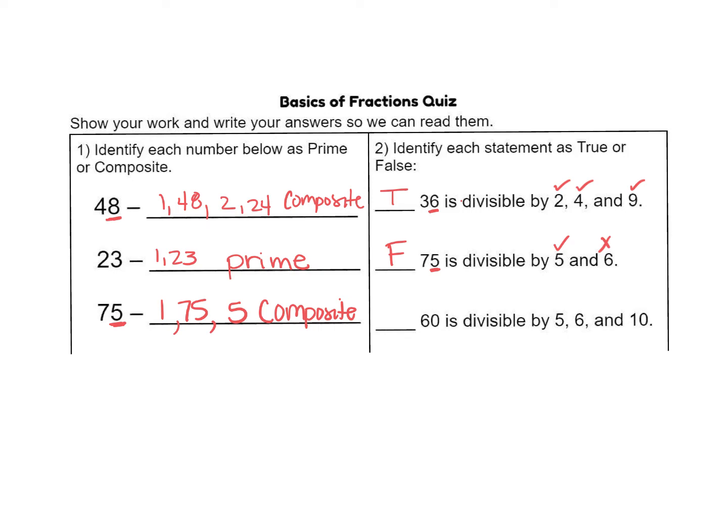The next number is 60. Is it divisible by 5, 6, and 10? So it ends in a 5 or a 0. It is divisible by 5. It ends in a 0, so it is divisible by 6. And guess what? 6 times 10 is 60. So this is divisible by 5, 6, and 10. If you don't know for sure, you should have done division problems on your paper somewhere to figure out if this is correct or not. For example, 75, if you didn't know it was divisible by 6, you need to actually do 75 divided by 6. All right, going on.